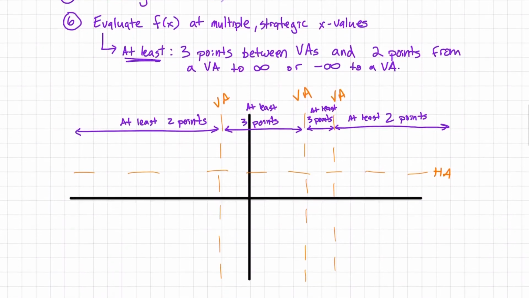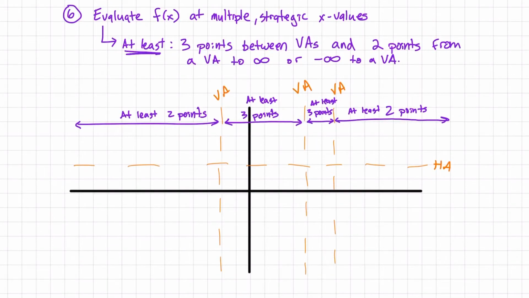All right, the new part for today's video is that we are going to be evaluating the function at multiple strategic x values. I want at least 3 points between our vertical asymptotes and 2 points from a vertical asymptote to infinity or negative infinity.